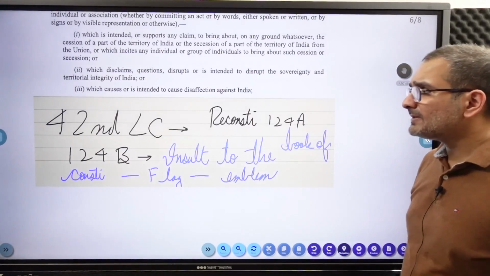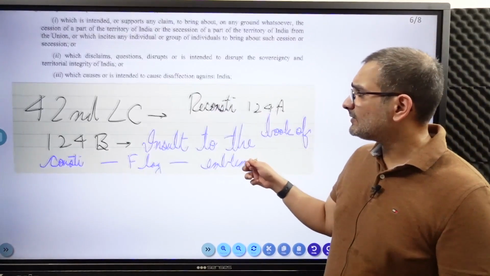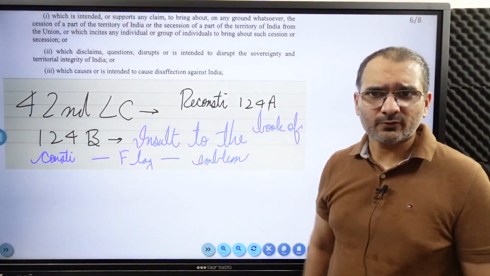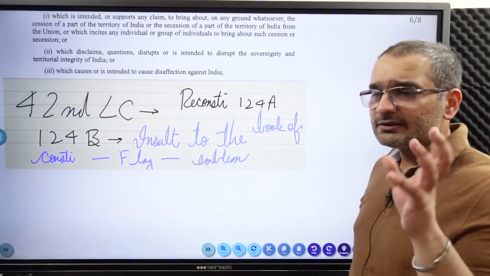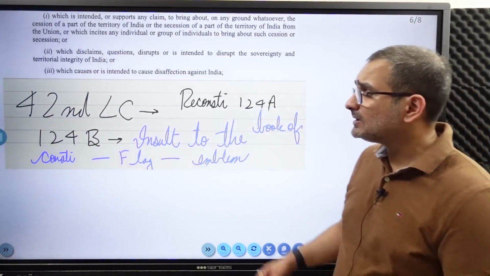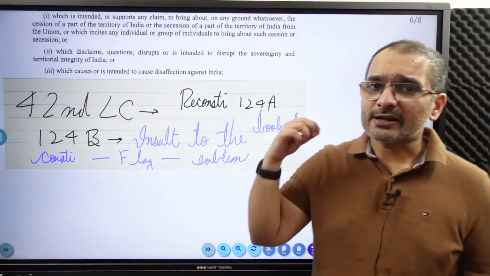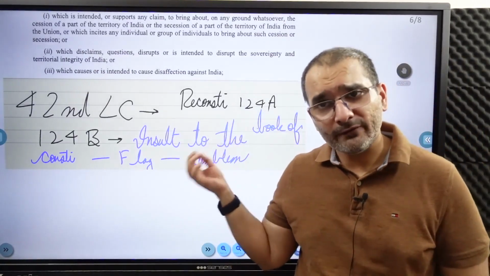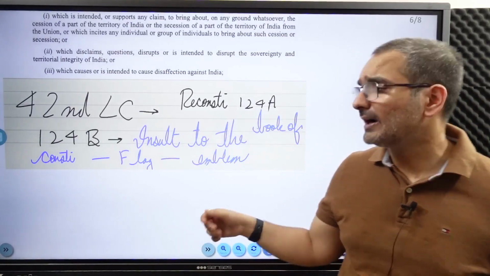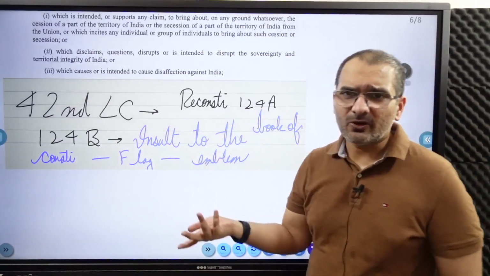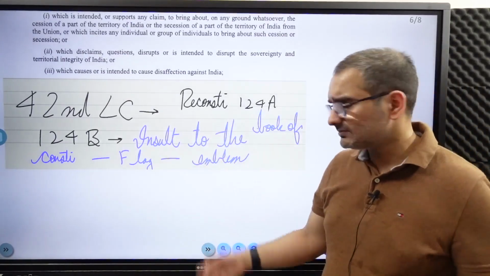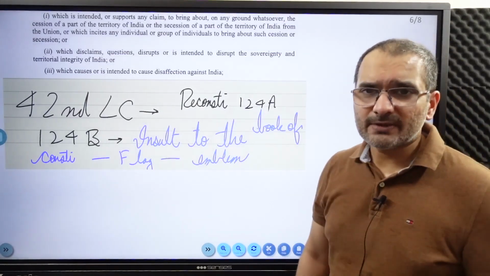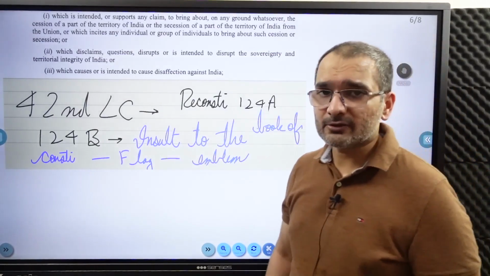Okay, the 42nd Law Commission had said that please reconstitute, that is, rewrite Section 124A so that misuse can be avoided, and they also recommended insertion of Section 124B. This was never done, by the way, by the legislature, never implemented. Law Commission reports say quite a lot, but as is always the case, the legislature just doesn't implement quite a lot of stuff.